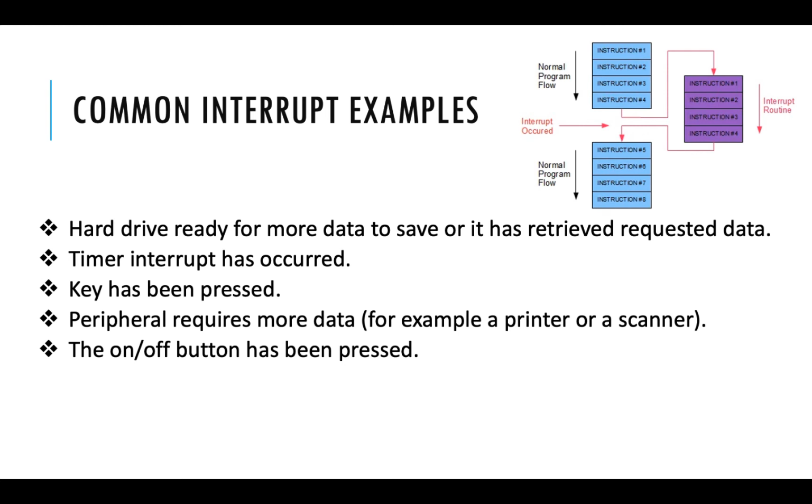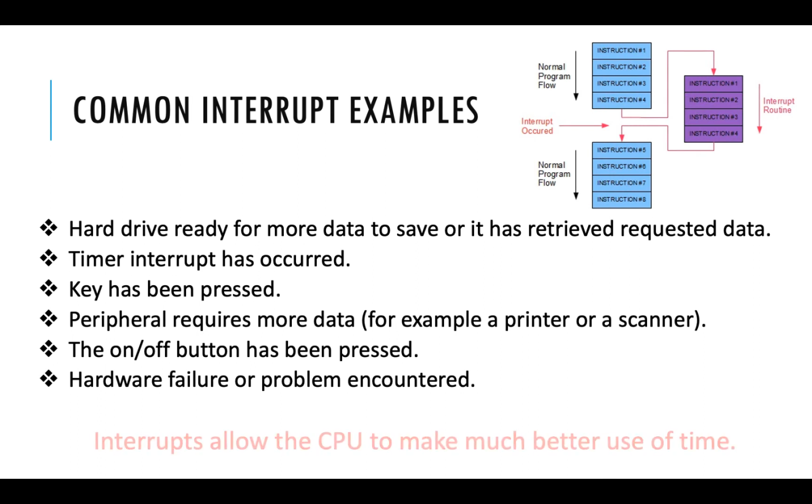The on and off button on your computer has been pressed. Obviously, that has a very high priority. If hardware failures or a problem is encountered, that will take over the priority of your system and interrupt the flow of your CPU. Interrupts allow the CPU to make much better use of time. Remember, we don't want our CPU to sit idle at any time.